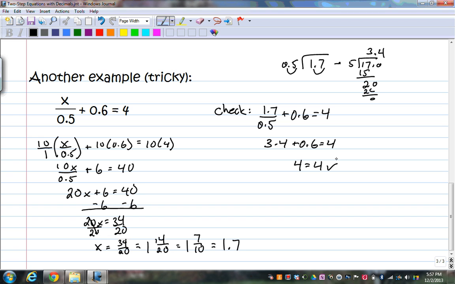That was a very difficult check, and it was a difficult problem. But you see how clearing the decimals can help.